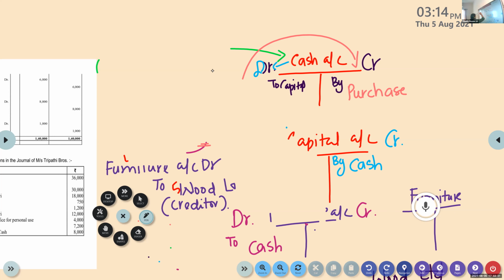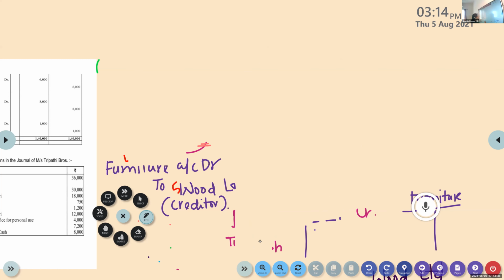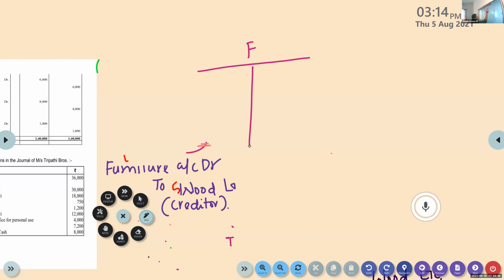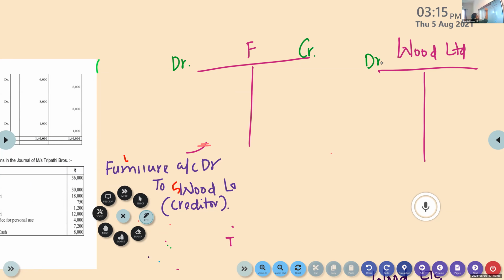Now, coming to furniture account debtor to Wood Limited. So we have a furniture account and a Wood Limited account. Now tell me what to do in the furniture account. The left hand side is debit. The right hand side is credit. Furniture account debtor to Wood Limited.